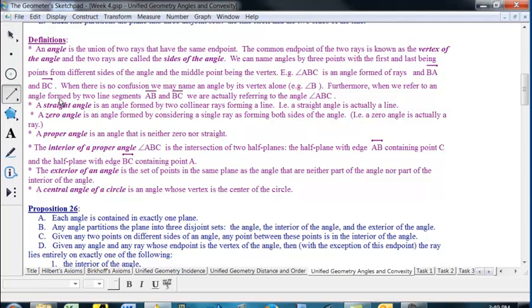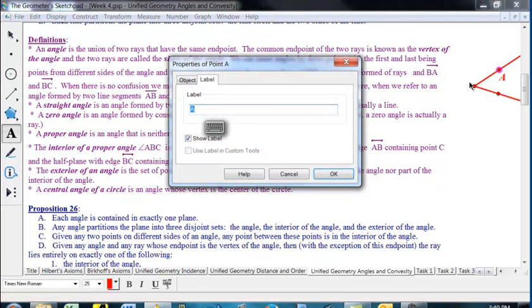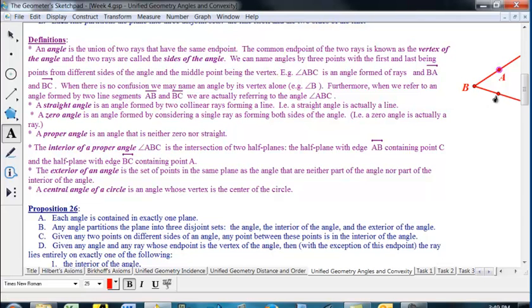So, an illustration with the Euclidean setup. Here we go. Here's an angle, and we name it, this could be point A, point B, and point C. So we could call this angle ABC. And it's the actual set of points that we have there. That's a Euclidean illustration.